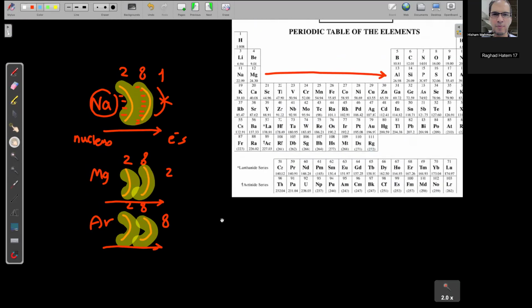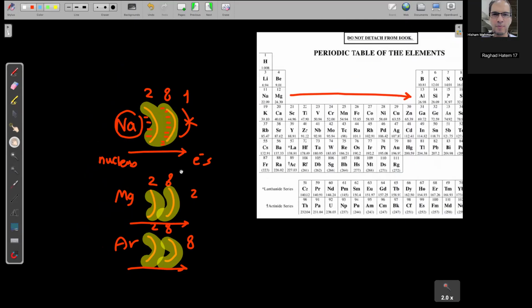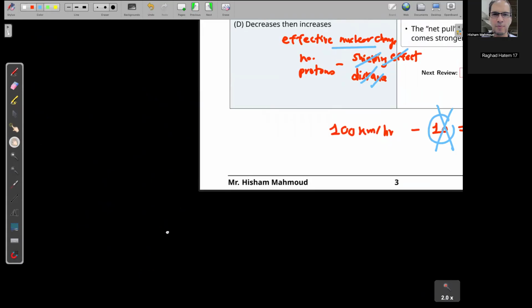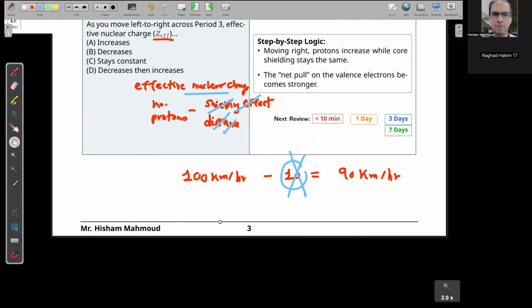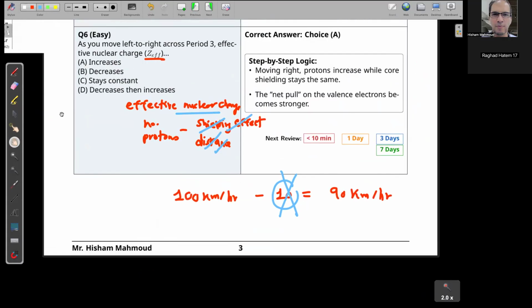In the same period, there is no difference in the shielding and no difference in the distance, so these two factors are not making anything. So the nuclear charge purely depends on what? On the number of protons. Nothing is decreasing it, and the number of protons is increasing, so the net result is also increasing because nothing stops it.